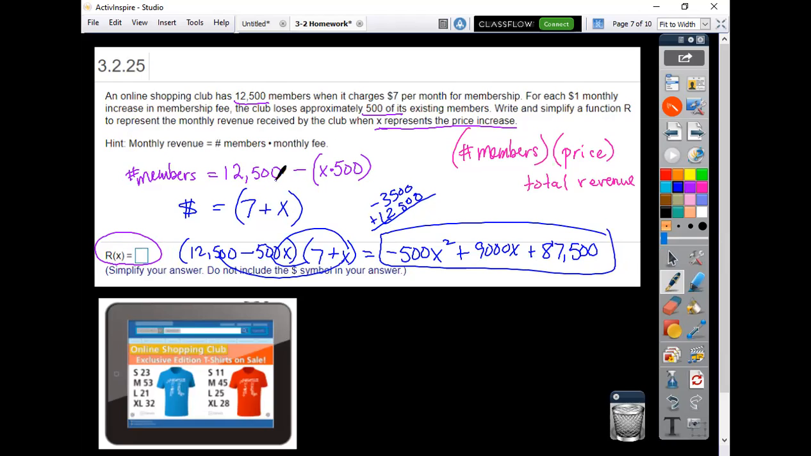Members starting out at 12,500, but losing 500 every time X goes up 1. So if X is $1 increase, I lose 500, $2 increase, I lose 1,000. X is the price increase. The amount I'm charging per member, then $7 where it was, and then add on that price increase, and then multiplying those two things to get my total revenue for problem 3.2.25.